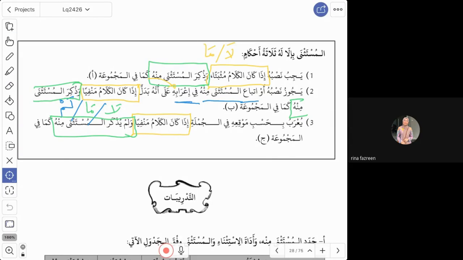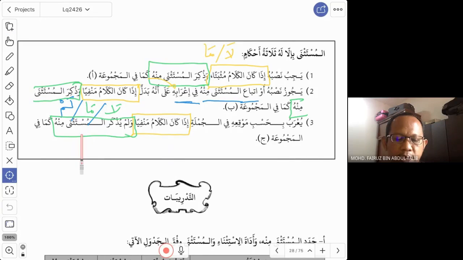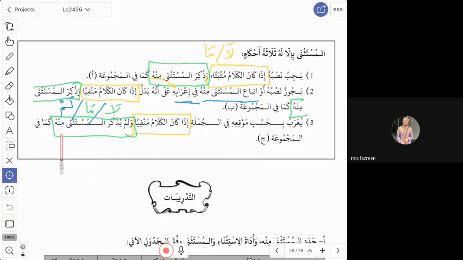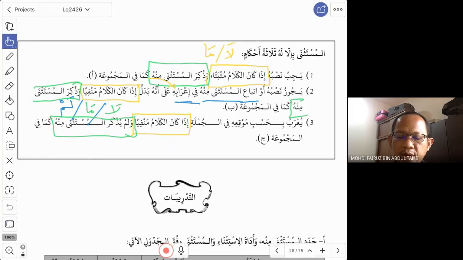Ustaz, saya nak tanya. Ya. Yang jim tu kan, dia kata tak mention mustasna minhu tu kan? Ya. Yang hadara tu bukan eh? Okay. That is why we need to understand what is mustasna minhu.